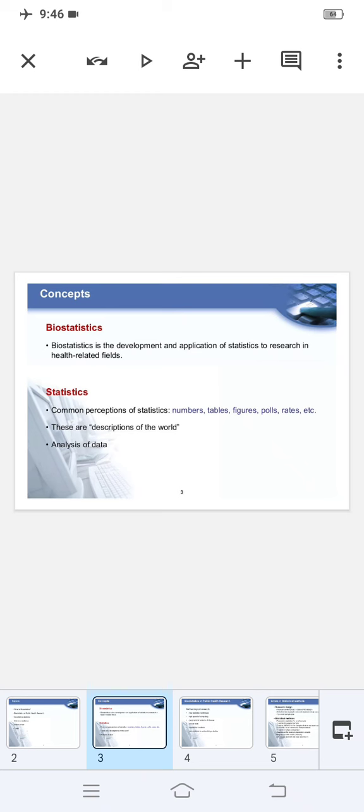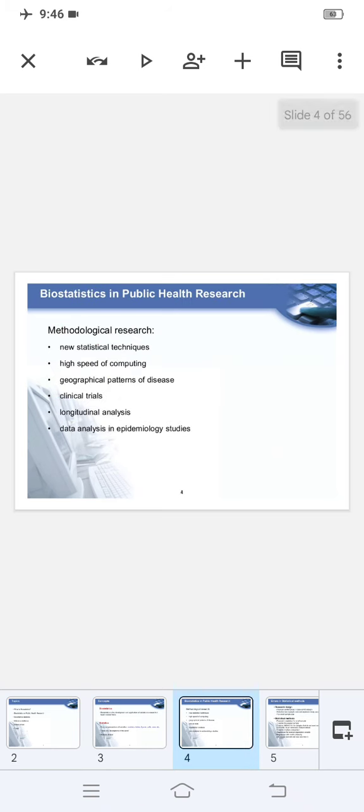When statistics is connected to living organisms or living populations, it is biostatistics. Biostatistics is the development and application of statistics to research in health related fields. So this is biostatistics. Now, how is this biostatistics applied in our health system?